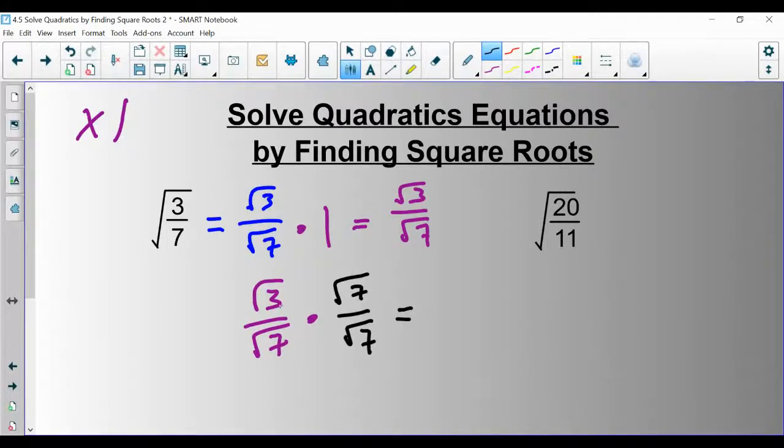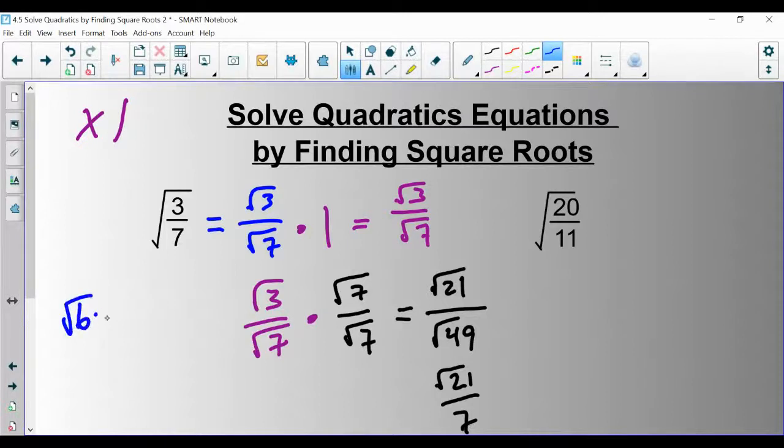Remember how to multiply fractions? You just multiply the numerators across. Root 3 times root 7, using the product property that we talked about today, is root 21. And root 7 times root 7, this is a bit of a trick. Root 7 times root 7 is the square root of 49. And we know what the square root of 49 is, right? The square root of 49 is 7. So what's the trick that I'm referring to? Well, root 7 times root 7 is 7.